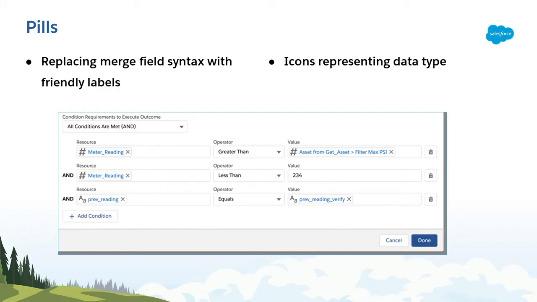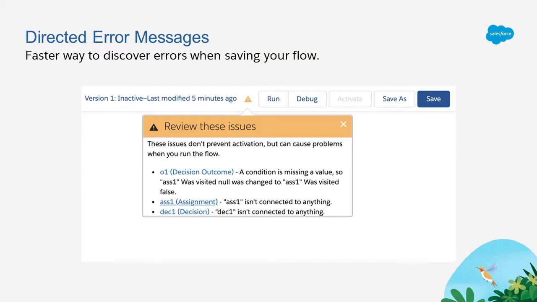Another feature that we introduced in this release is pills. Pills will replace your merge field text with a much more user-friendly label, so you can quickly tell what your input is. Also, by looking at the icon, you'll be able to tell what type of data is behind this merge field. We also introduced direct error messages in the flow builder within your error messages and warnings. You will have a link so you can directly navigate to the element where the error is at. This way, you don't have to guess where it is coming from.